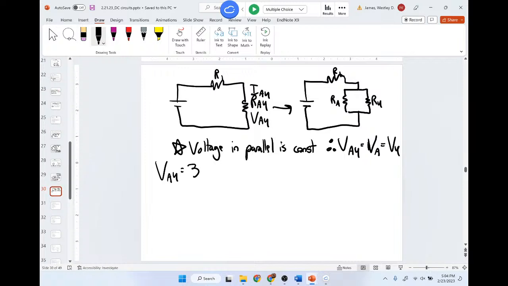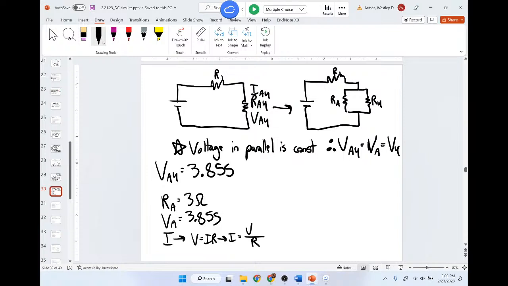So we said that VA4 equaled, we just calculated that, 3.855. RA equals, we said, 3 ohms. IA equals, we've got to find that. Let's just put the V first, because we know that one. VA equals 3.855. So I need to get the current. How do I get the current? V equals IR, so I equals V over R. You know V, you know R.